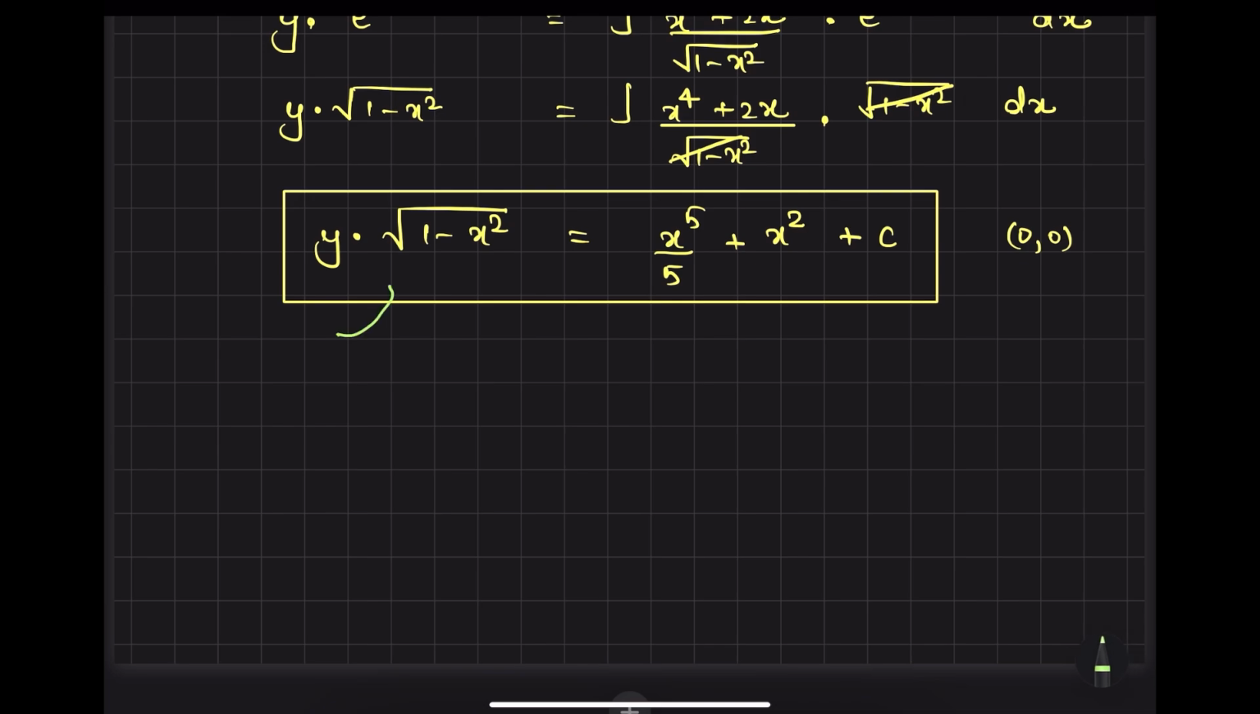If you observe, you can directly find the value of c. So this thing will become 0, 0, 0. So we are left with nothing. This means the value of c is 0. Now can I say that our function y equals f of x will become x power 5 by 5 plus x square by root over 1 minus x square. So this is your function.